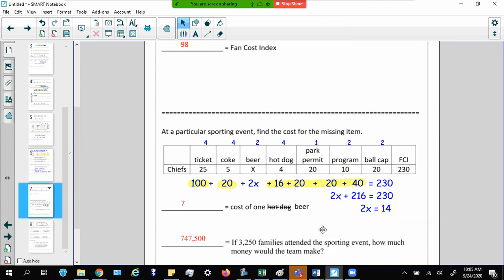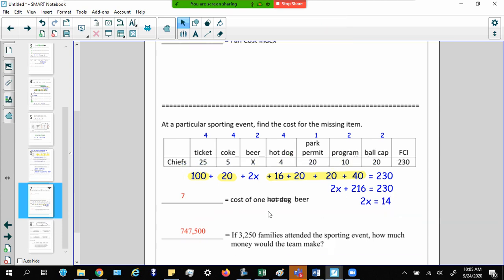There we go. Now the last thing is, if 3,250 families attended the sporting event, how much money would the team make? This is where a lot of folks mess up, because they want to take the previous answer and multiply it by this. That's incorrect. We're not asking for how many hot dogs or how many beers. The fan cost index, which is 230, you multiply 230 times this, because each family will make $230 for the team. If 3,250 families walk in, you're multiplying 230 times 3,250.